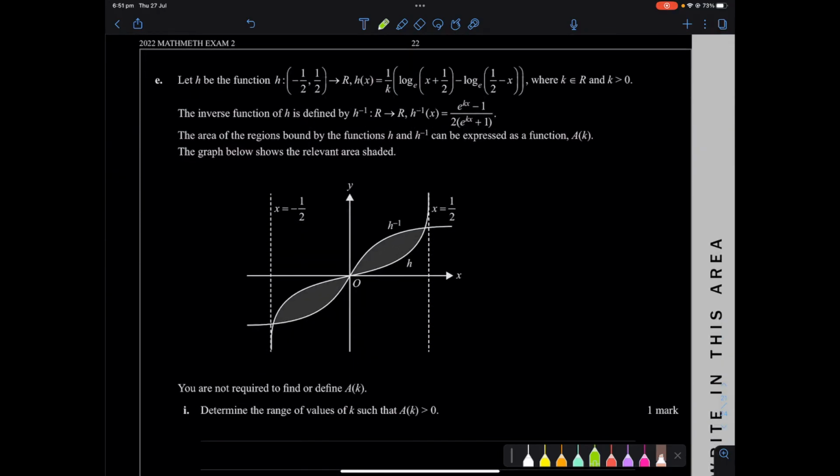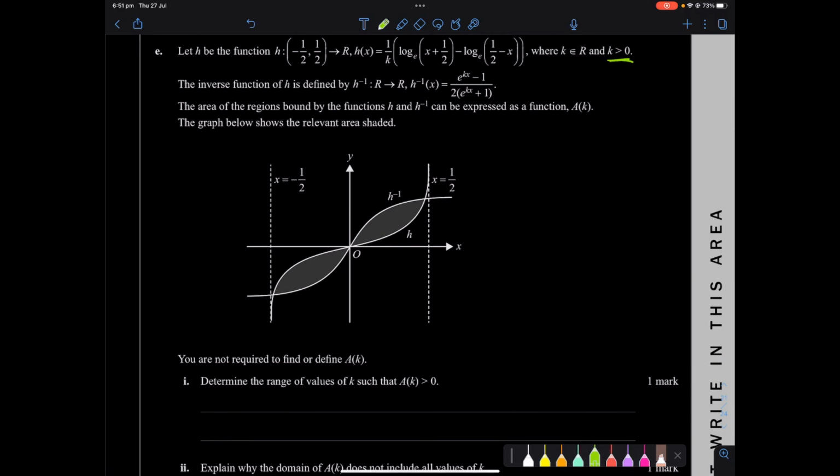Okay, let h be the function. It's the same function, but there's a dilation of 1 over k, where k is an element of R and k is greater than 0. The inverse function of h is defined by this. The area of the region bounded by the function h and h inverse can be expressed as A(k). So this is this area over here.